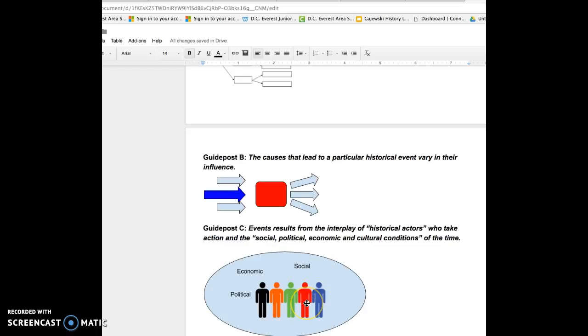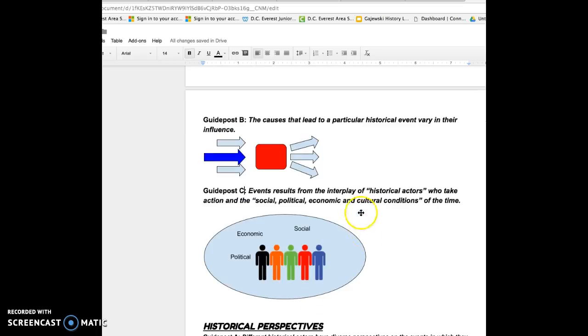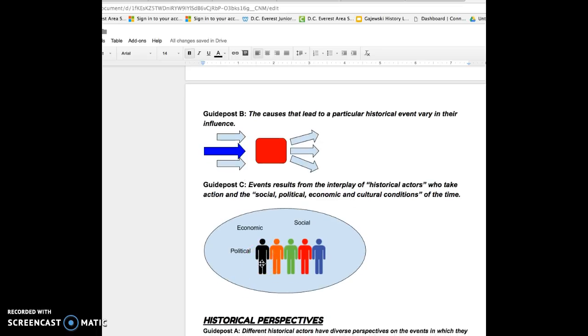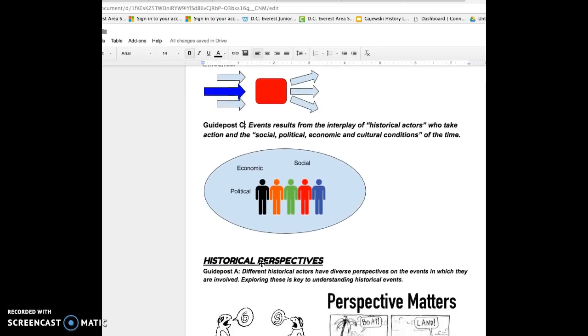So when we have different people, different leaders who stand out in history, we have to understand that there's an interplay between them, maybe between each other, and maybe between what's going on at the time period. That's certainly going to be true of the early American period.